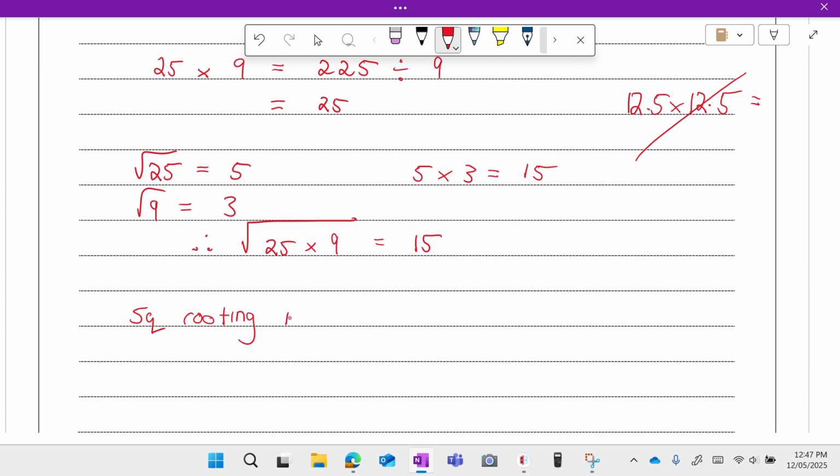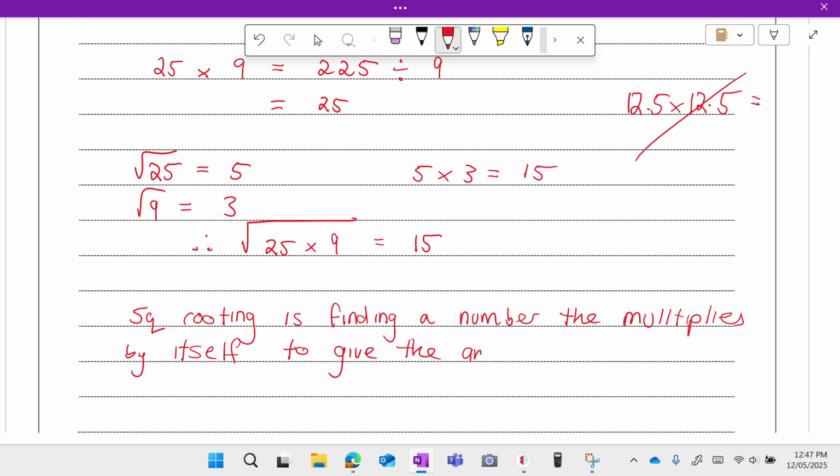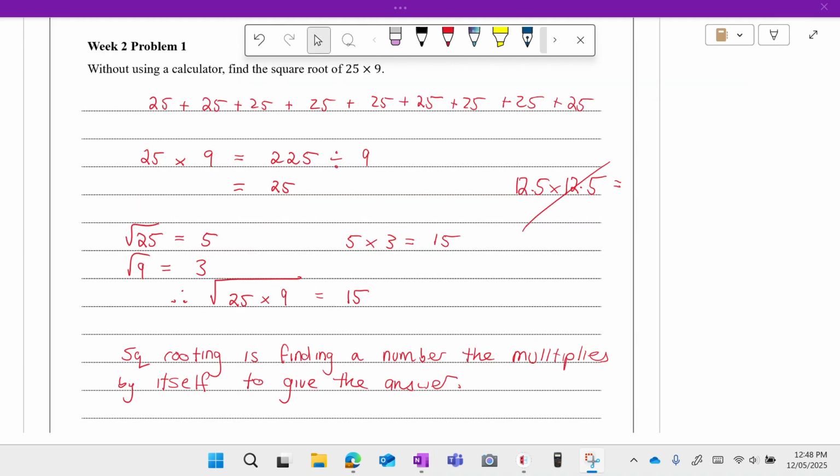Yeah, okay. Square rooting is finding a number that timeses, we might say that multiplies by itself to give the answer. Okay, so square rooting is finding a number that multiplies by itself to give the answer.